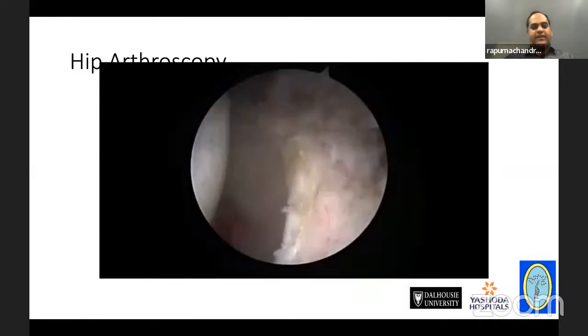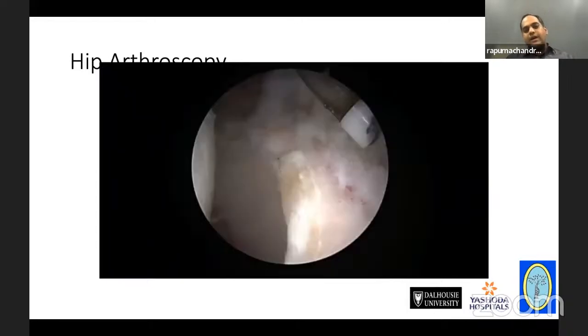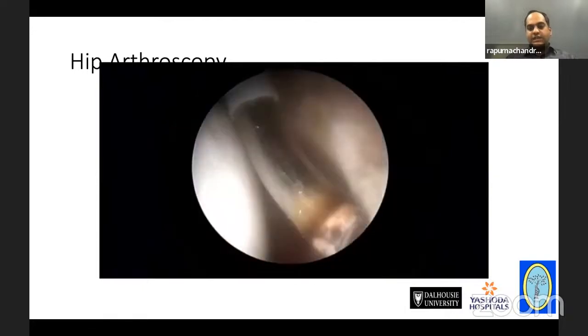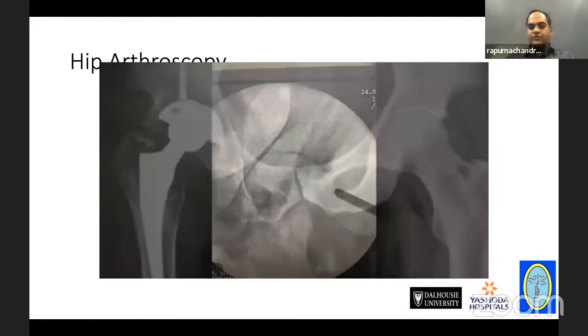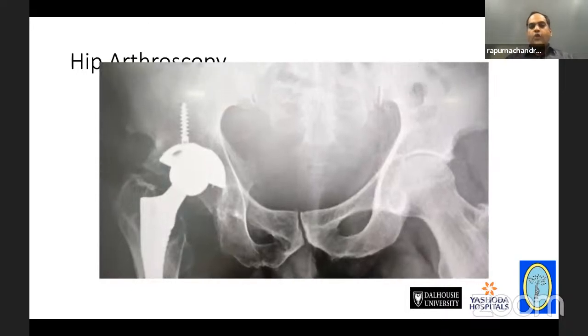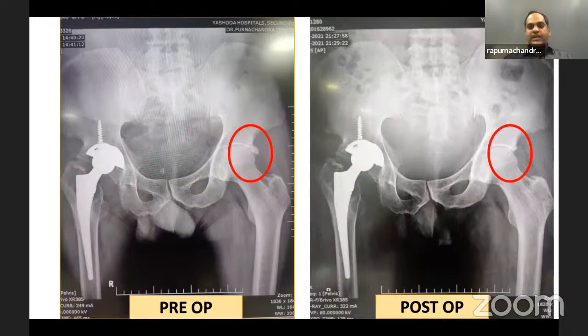So those are the final images. Sometimes it is pretty scary not to do a labral reconstruction, but we do not have the requisite instruments here, so we are still not doing it. So these are the final images. Now the patient is around 2.5 years out and doing pretty well.